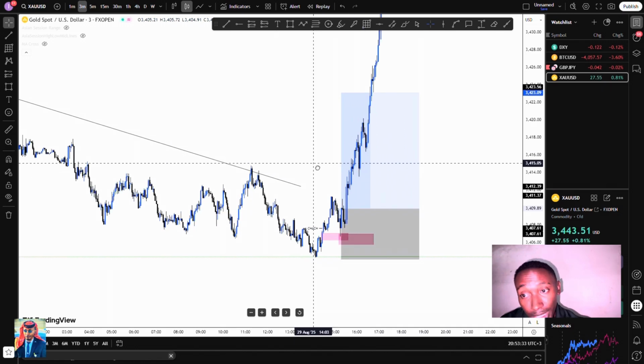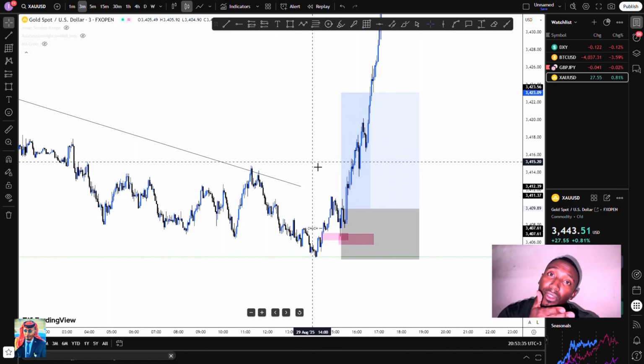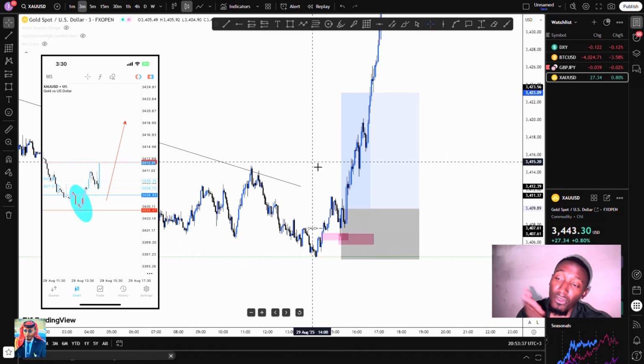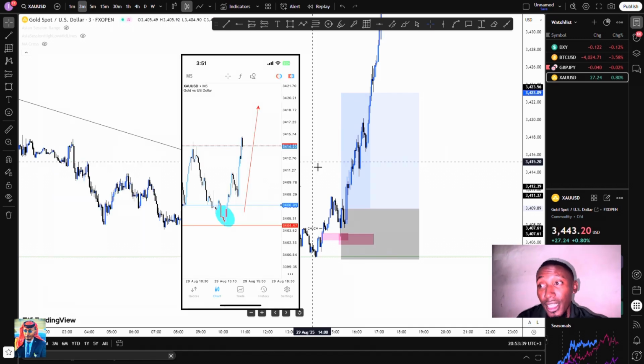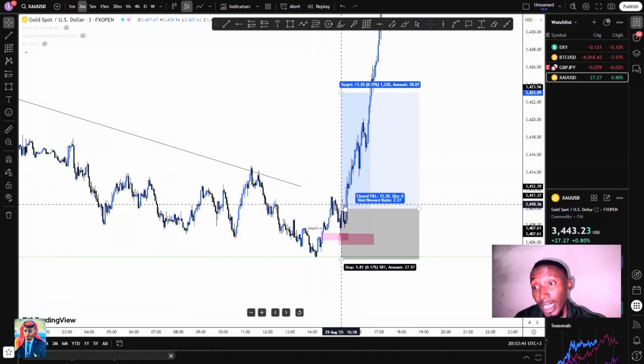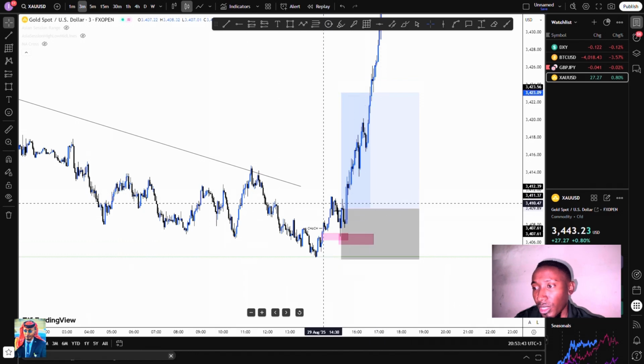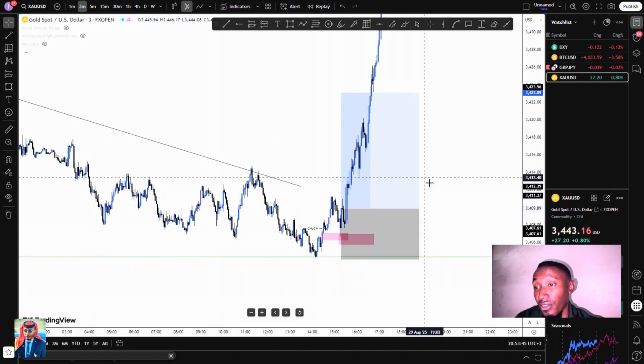Some of us took it. I will show you some of the screenshots of this trade and how it went. We had news today, very strong news, and everything played out well. So this is how I approach the market.